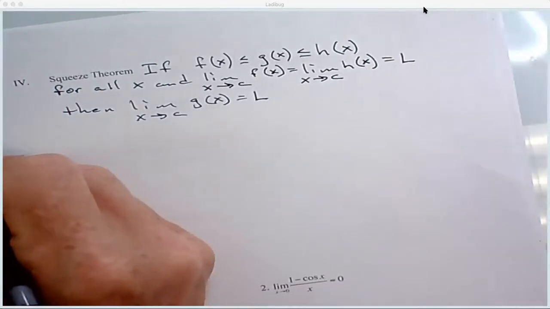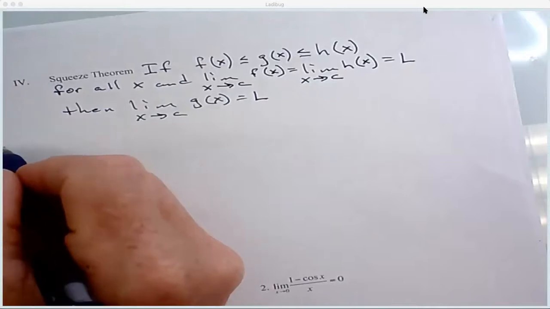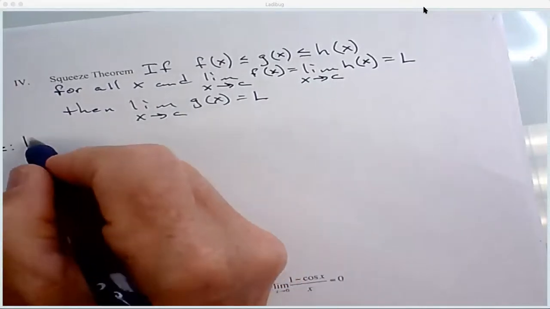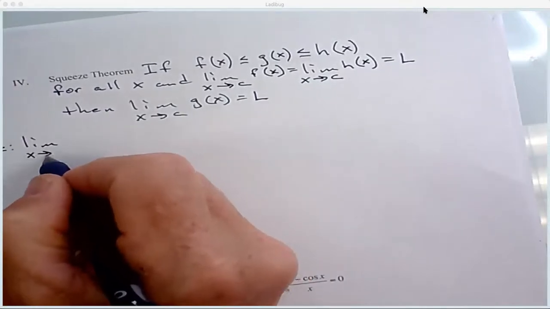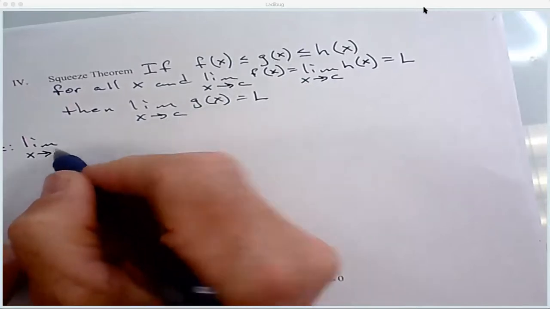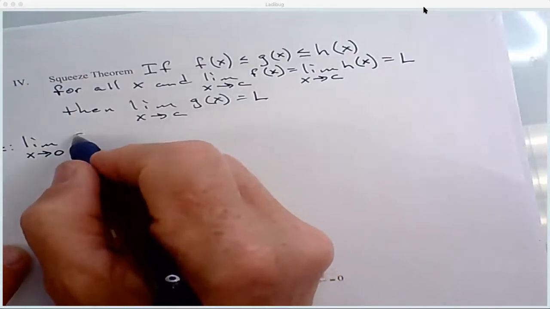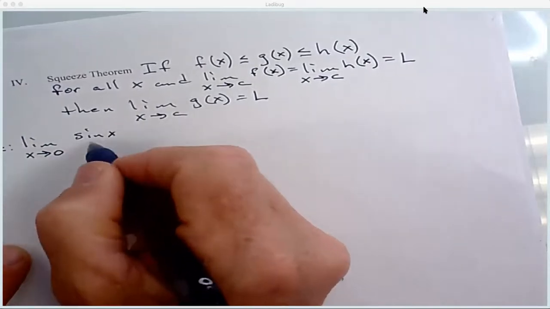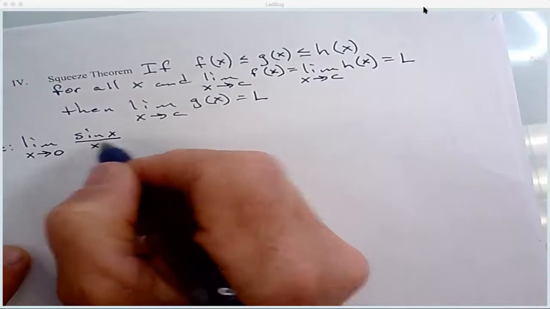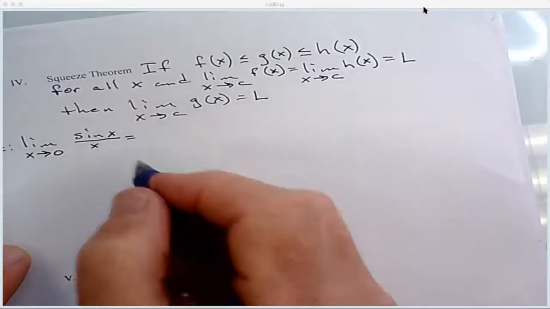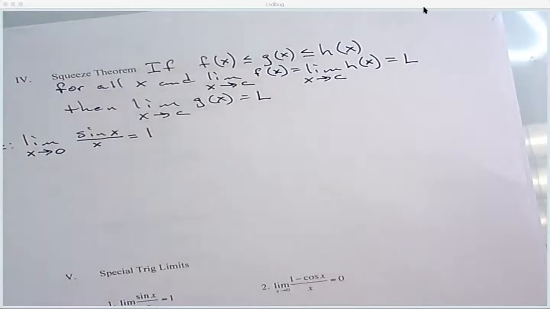I'm going to use this to prove that the limit as x approaches 0 of the sine of x over x is equal to 1. I think you guys did that on one of those worksheets, right? You plugged it into a table and you got 1. Okay, so I'm going to show you the proof using the squeeze theorem.